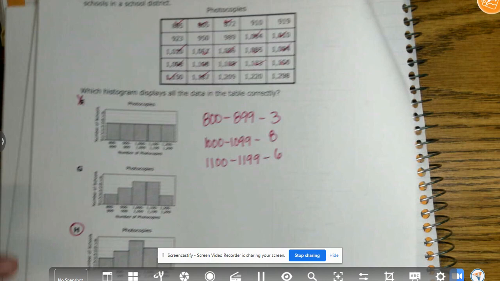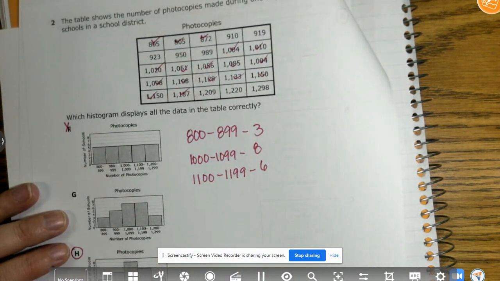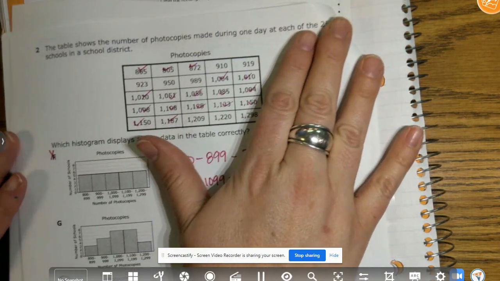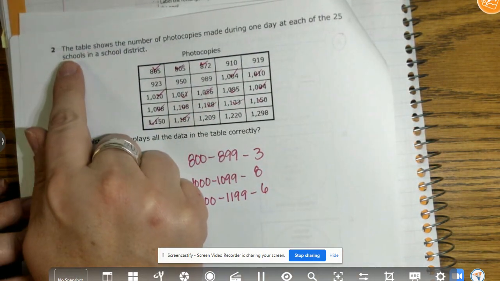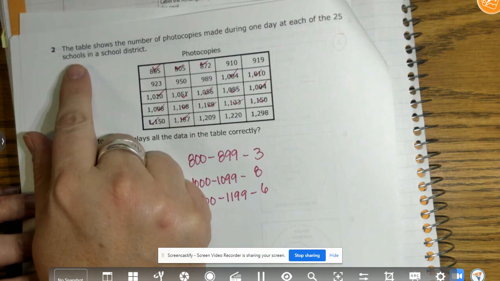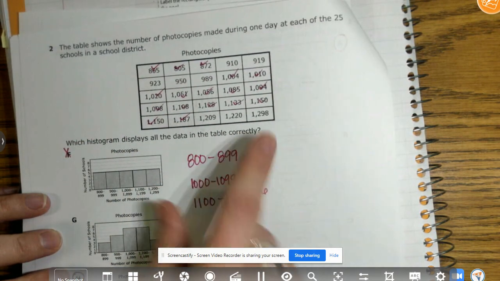Okay, my second question that we went over is this one, and this is over histograms. We haven't done histograms because that's in Module 17, but I had some people who got it right because you've got to use some analytical thinking here. The table shows the number of photocopies made during one day at each of the 25 schools in the school district. All right, so here was our data. Which histogram displays all the data in the table correctly?